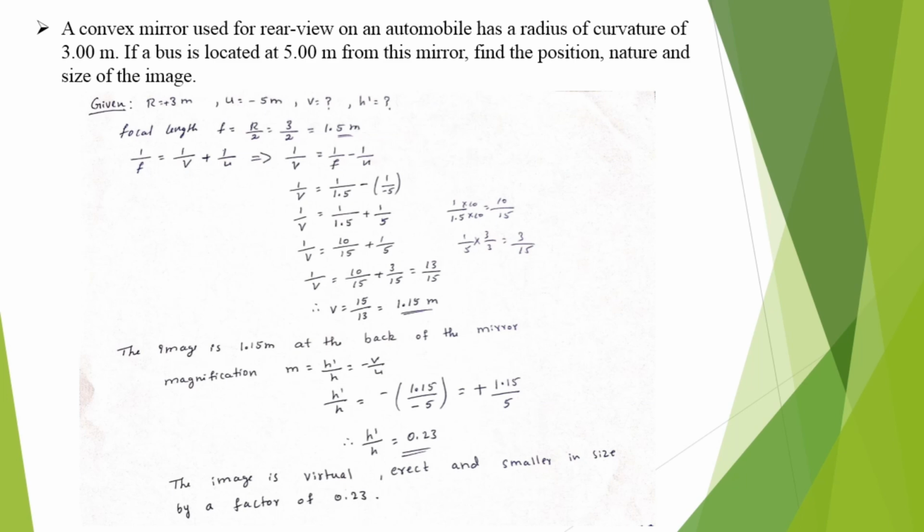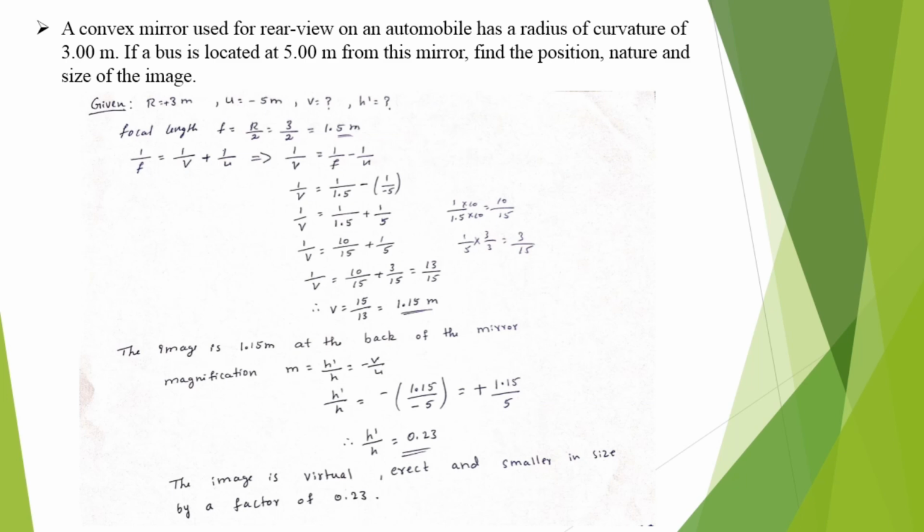Using the mirror formula, 1 by f is equal to 1 by v plus 1 by u. Rearrange the formula to find v, because here we want the value of v. So keep the 1 by v as it is and take 1 by u to the other side. When in addition or subtraction, a positive value is taken to the other side of the equal symbol, it will become negative. So 1 by v is equal to 1 by f minus 1 by u. So 1 by v, substitute the values of f and u. So f is 1.5 and u is minus 5. Why it is minus? Because object distance is always negative.